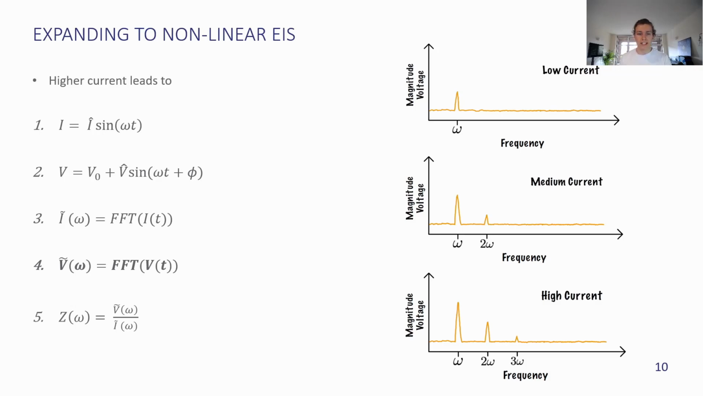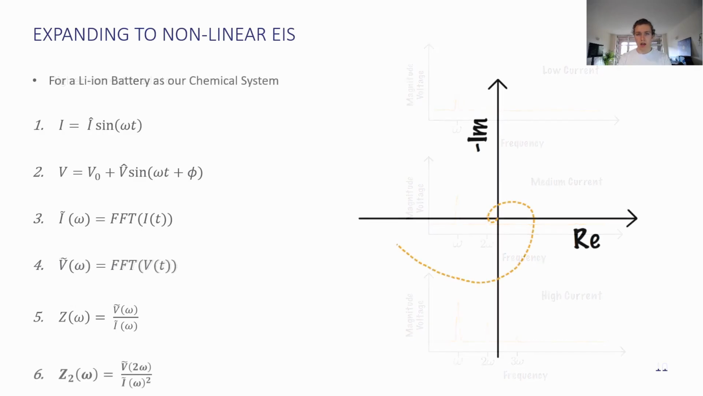And so what nonlinear EIS tries to do is it tries to capture any information that might be stored in these second and third order peaks. And so to do that, we introduce a 6th equation, which is the voltage response at the second harmonic divided by the fundamental current squared. The reasoning for the squared in this equation is explained in the Murbach et al. paper, which I'll discuss quickly later.